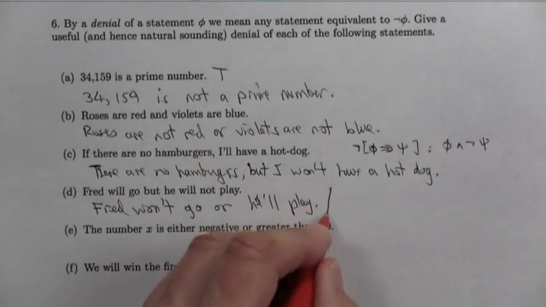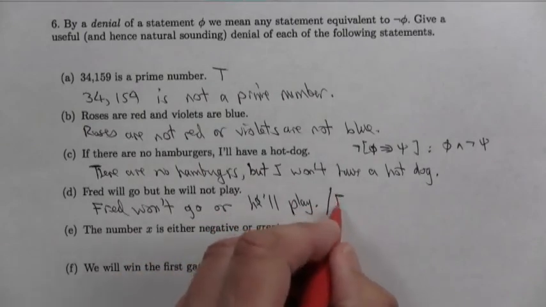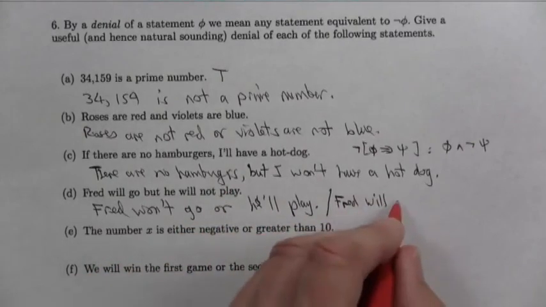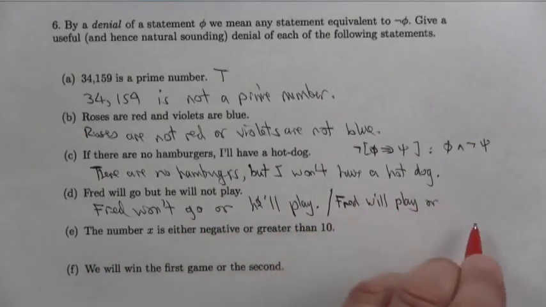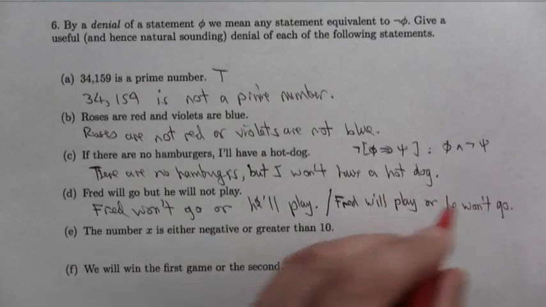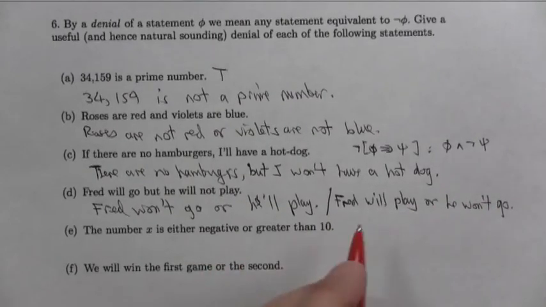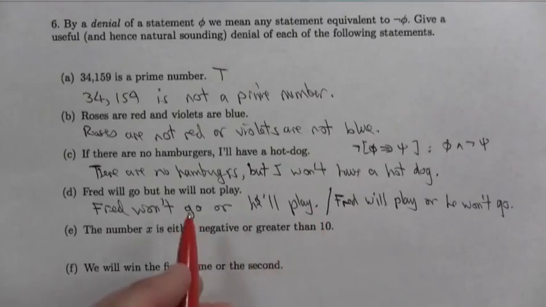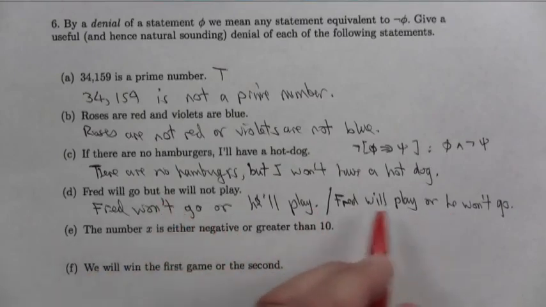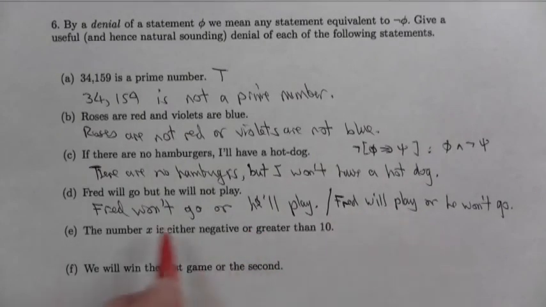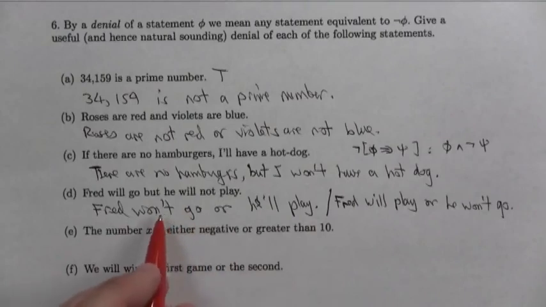In fact, I think in English we're probably more likely to write it differently. We're probably more likely to say Fred will play or he won't go. And I think we'd do that because we'd read into this some causality, some connection between the two. Now that's going beyond just doing the straight negation, but I think that's typically how we would understand it. So to me that seems a more natural way of saying it. It just accords with the kind of thing people normally do.